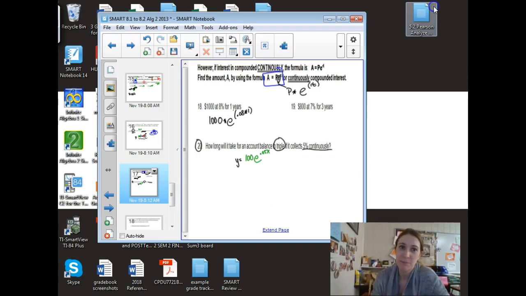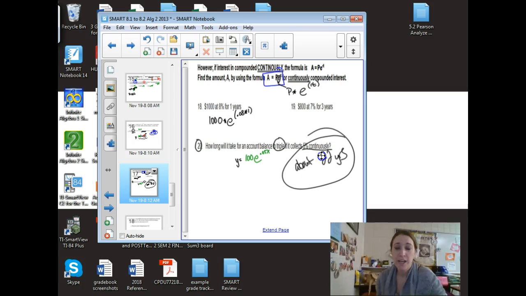So I'm just going to put that down. I'm going to say about 22 years, because it is definitely an estimate. But for Algebra 2 right now, there you go. And it didn't matter how much money you invested. If you did $1,000 and looked for $3,000, it would still be 22 years.